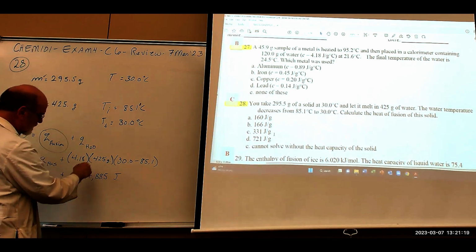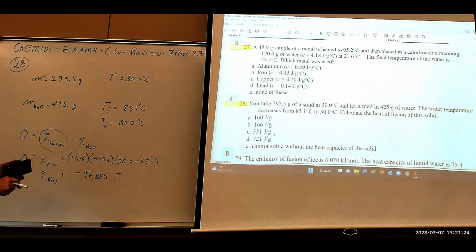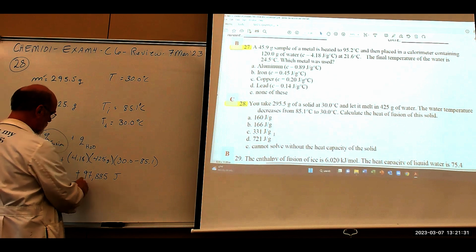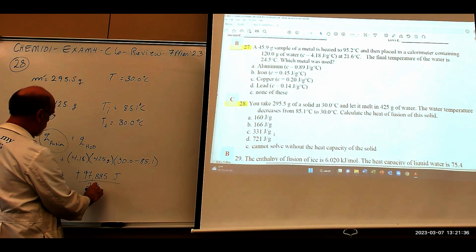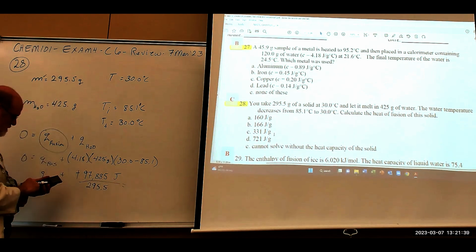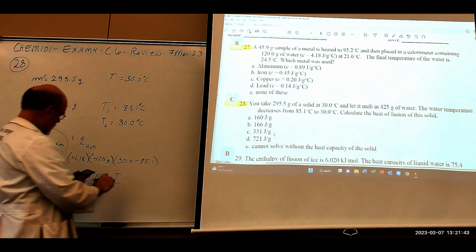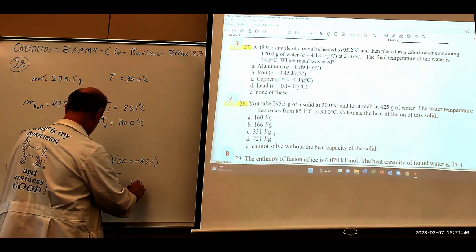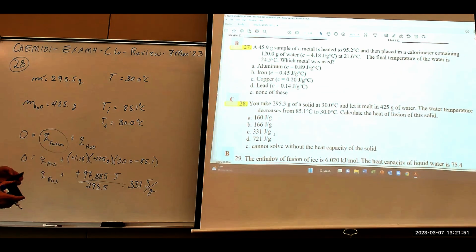So this is the amount of heat that was absorbed by that mass. And the heat of fusion is in joules per gram because the temperature doesn't change. So we'll take this one and divide it by the mass, 295.5. And I get 331 joules per gram. There it is. Okay.